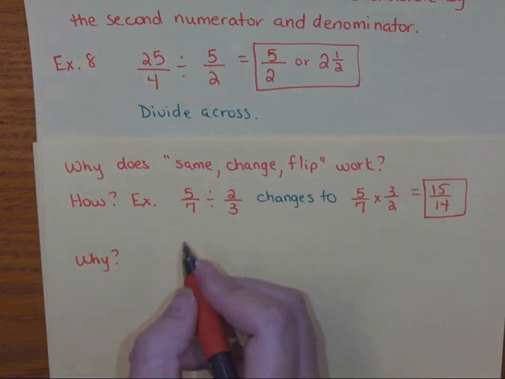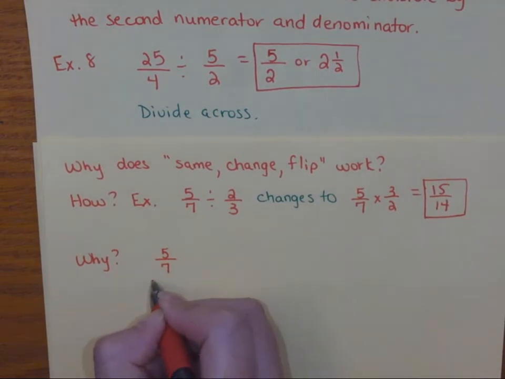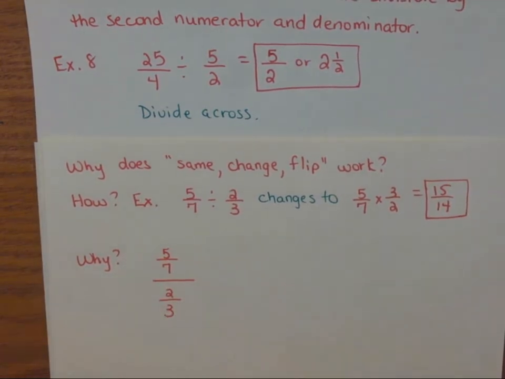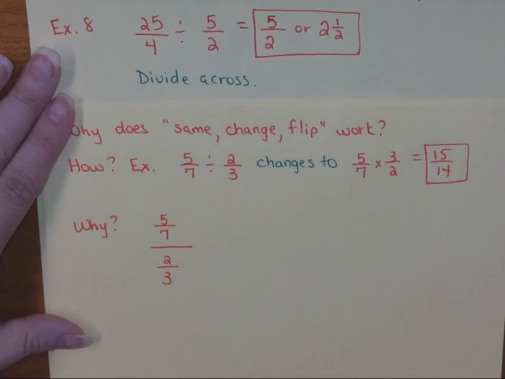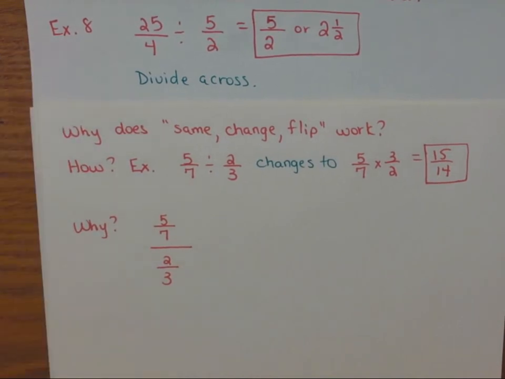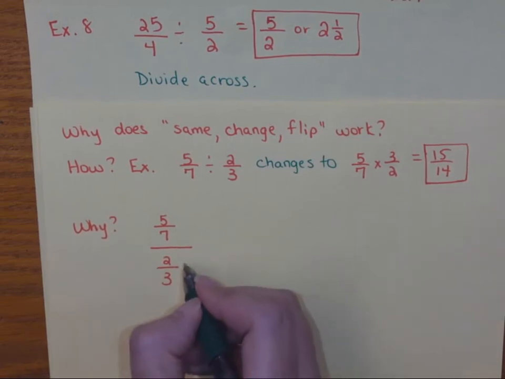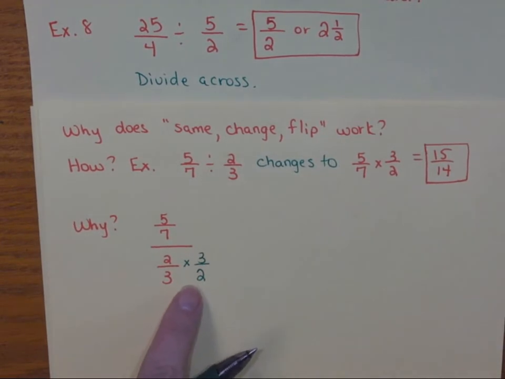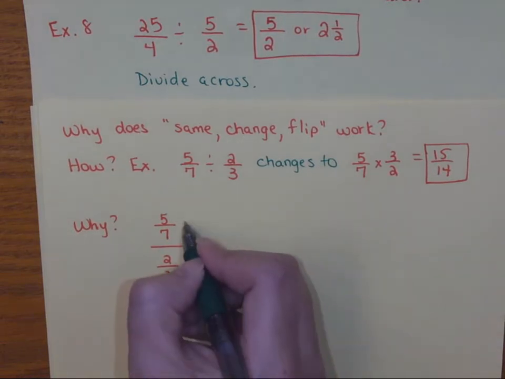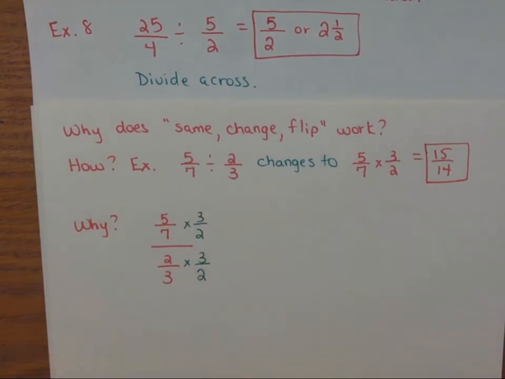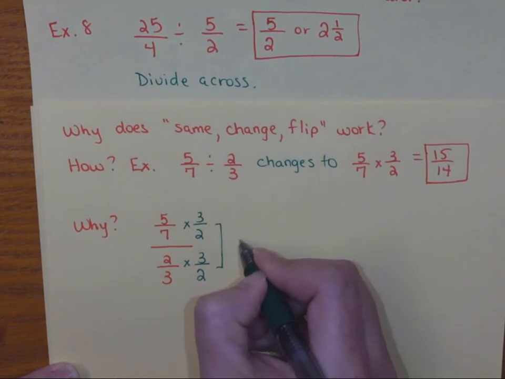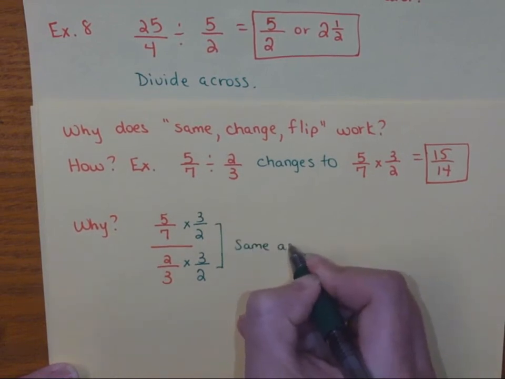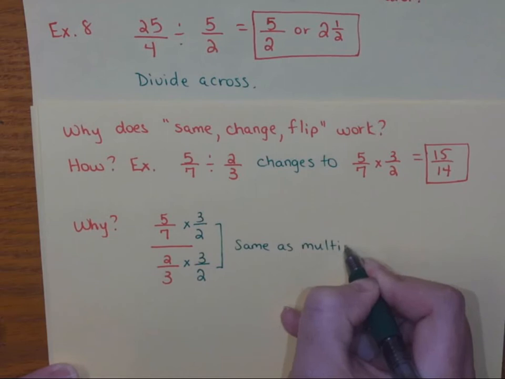All right, so to show why it works, we're going to show 5/7 divided by 2/3 as a fraction instead of with the division symbol. And if we didn't want a fraction within a fraction, we would multiply by the reciprocal in the denominator. Now notice why we would do that. That will leave us with 6 over 6 or 1 in the denominator. But whatever we do to the denominator, we have to do the same thing to the numerator. The reason we have to is because that maintains the same value, right? It's the same as multiplying by 1.